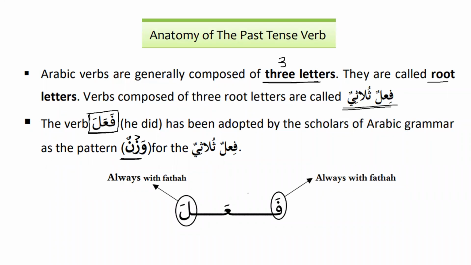When we say fa'ala, please remember that the ending of the past tense is mabniyun ala al-fath. The past tense will always end with fatha. And when we talk about the verbs that have 3 root letters, the verb also starts with fatha. So it always starts with fatha and it always ends with fatha. However, ainul kalima, or the second radical, can have dhamma and also kasra. So there are 3 possibilities: the second root letter can have fatha, it can have dhamma, and it can have kasra. So in the past tense, the second root letter will always change, but the first one and the third one will not change. They will be mabniyun ala al-fath.